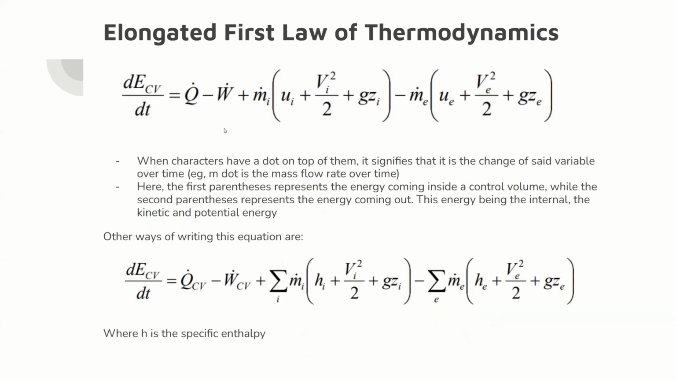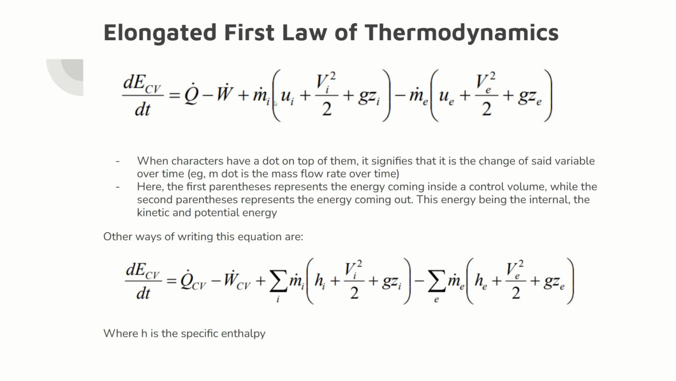Okay, then we have the elongated version of the first law of thermodynamics. They also modified it this time so that they divided everything by time. So you have your change of energy with respect to time, your change of heat transfer with respect to time, same thing for work. And then you have your parentheses incorporating your different types of changes of energy: the specific internal energy change, the kinetic energy change, and the potential energy change.